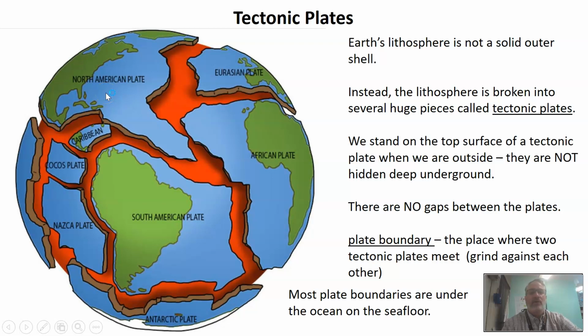As a reminder, when we talk about tectonic plates, we're simply talking about one huge piece of Earth's outer lithosphere. So the lithosphere is not a solid outer shell. Instead, it's broken into these huge pieces. Some of them contain a continent, others do not. But we call those huge pieces of the lithosphere tectonic plates.